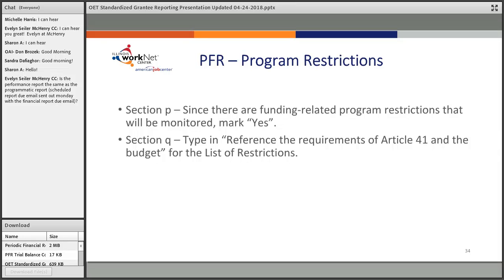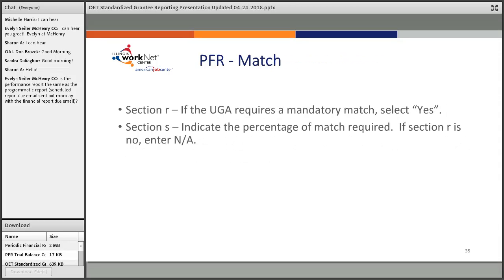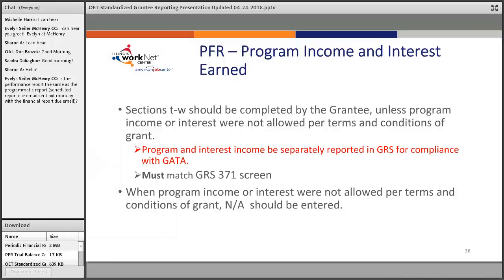Section P, since there are funding-related program restrictions that will be monitored, mark yes. Section Q, type in reference to the requirements of Article 41 in the budget for the list of restrictions. Section R, if the Uniform Grant Agreement requires a mandatory match, select yes. Section S, indicate the percentage of match required. If Section R is no, enter not applicable.